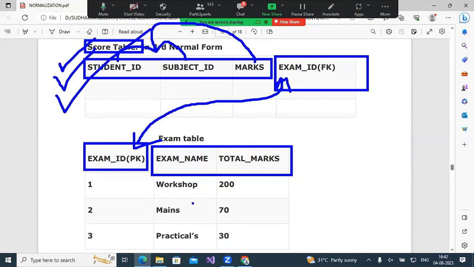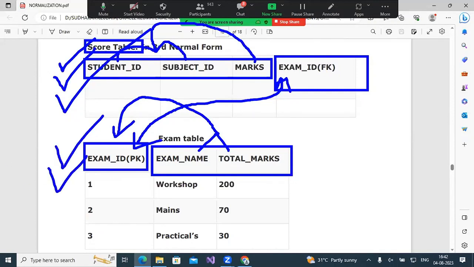Come to the examination table. In the examination table, examination ID is the primary key. Examination ID as primary key means examination name and total marks will automatically be linked with the examination ID. Yes or no? So what happened here? First normal form satisfied. Second normal form also satisfied because there are no partially dependent columns. All are fully dependent columns. And the third one is also satisfied because there is no transitive dependency now.